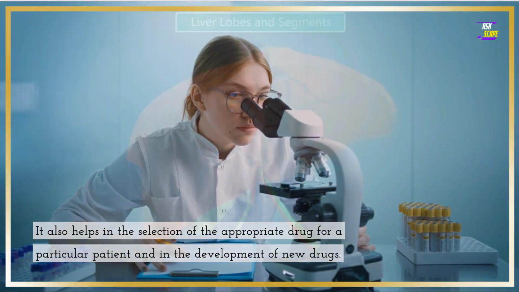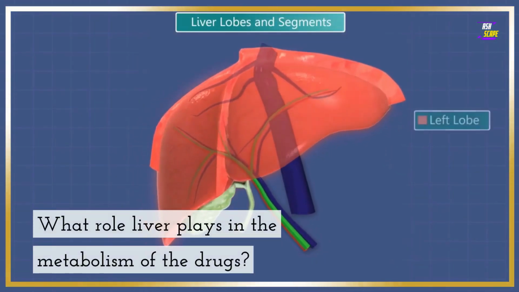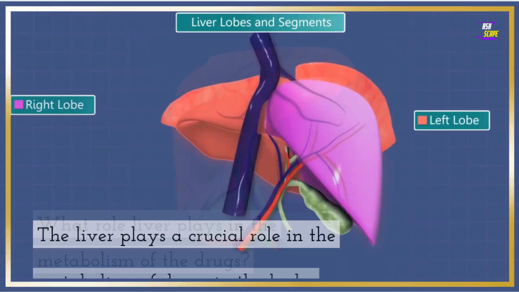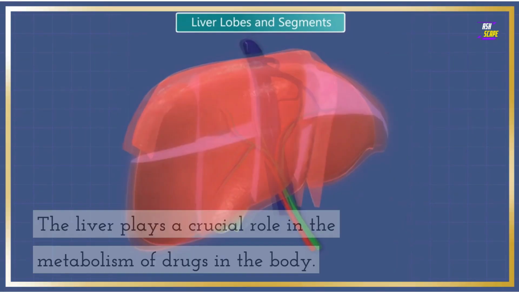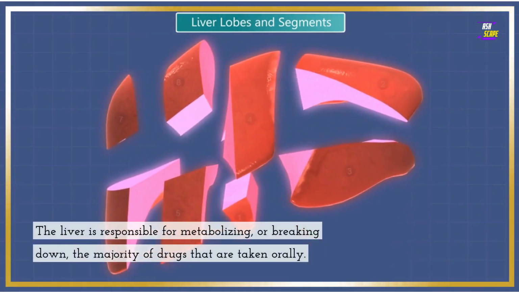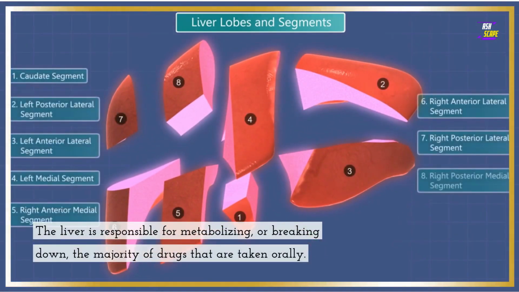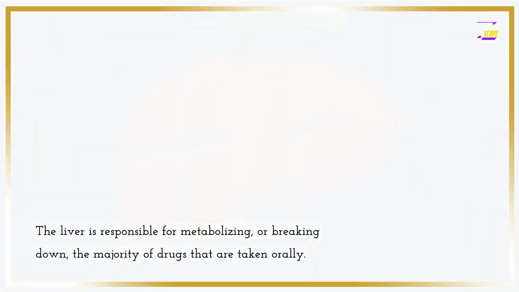What role does the liver play in the metabolism of drugs? The liver plays a crucial role in the metabolism of drugs in the body. The liver is responsible for metabolizing, or breaking down, the majority of drugs that are taken orally.